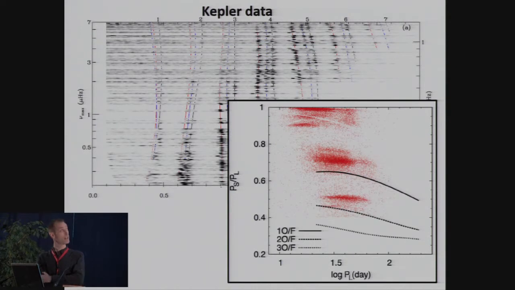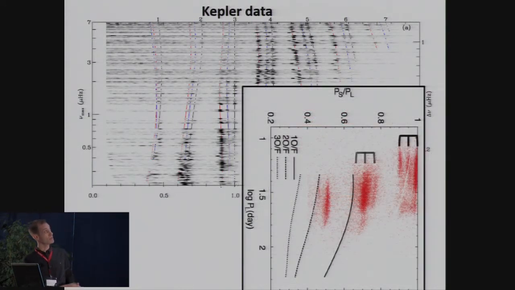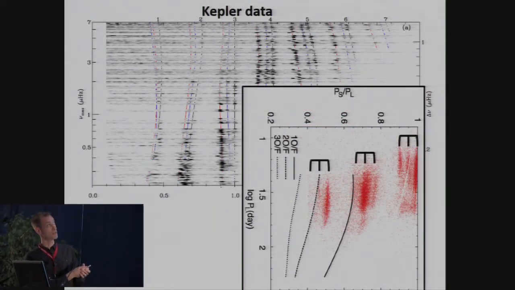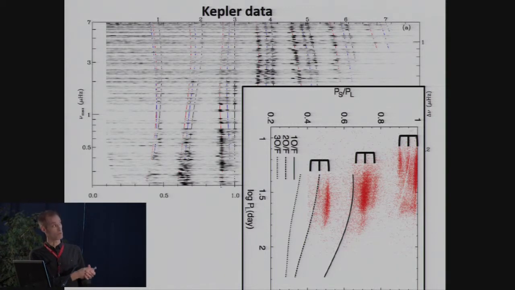Because have a look at this. That's the Petersen diagram. We just have to rotate it by 90 degrees, and you get exactly what you expect, that the period ratios of frequencies that are ordered in this way will create triplet structures.